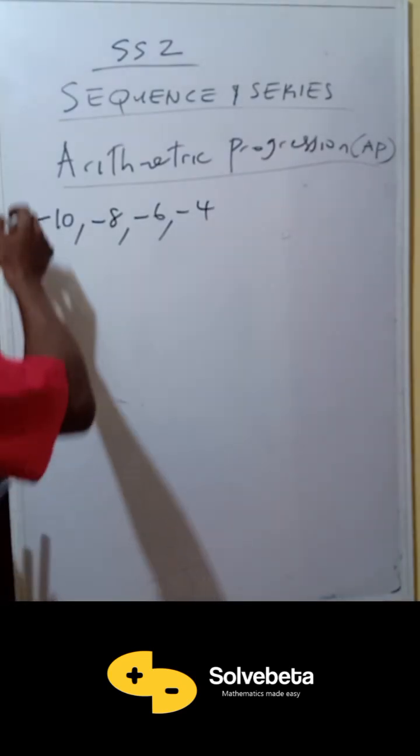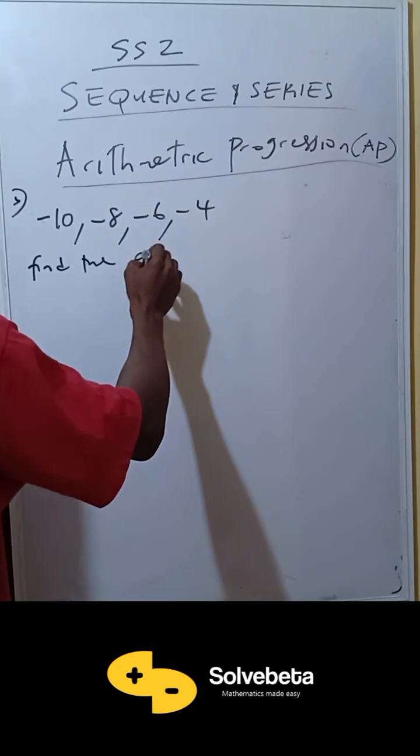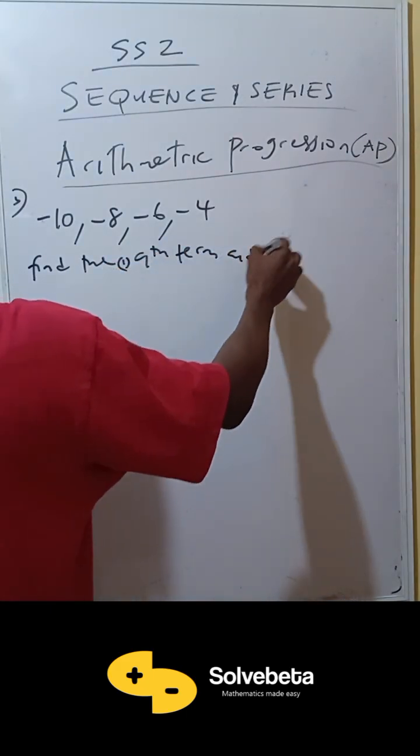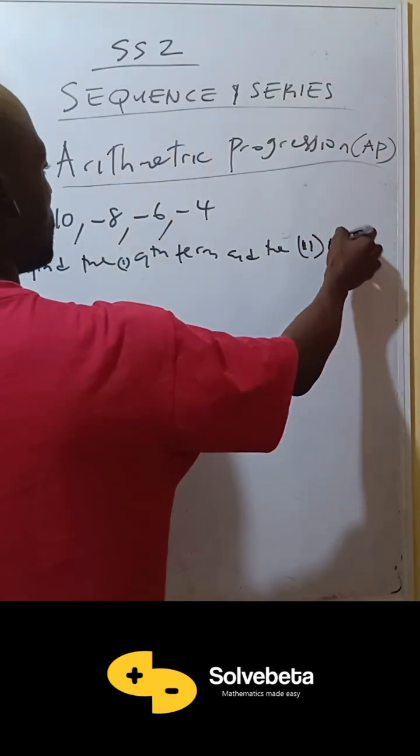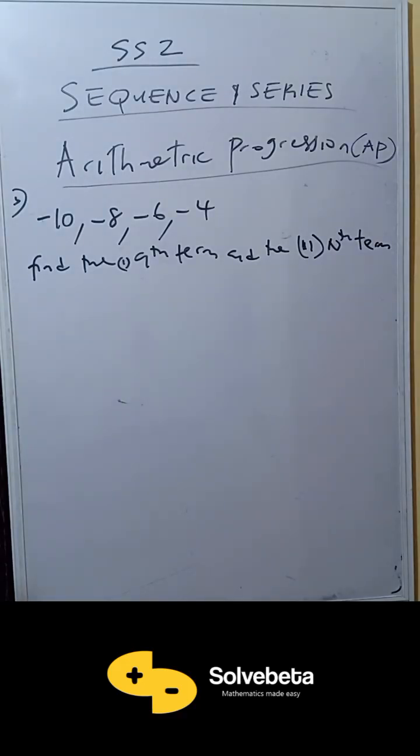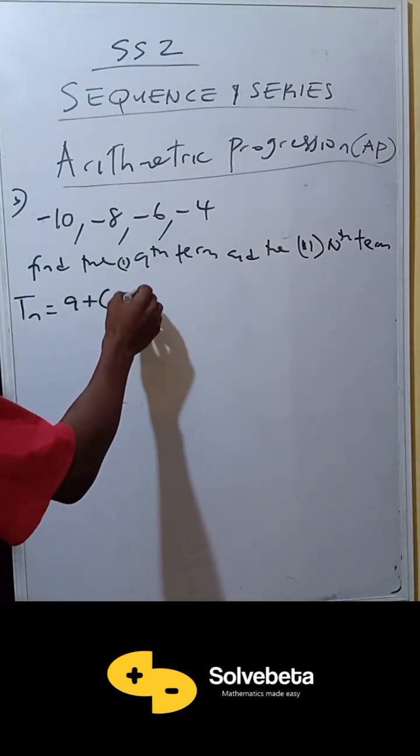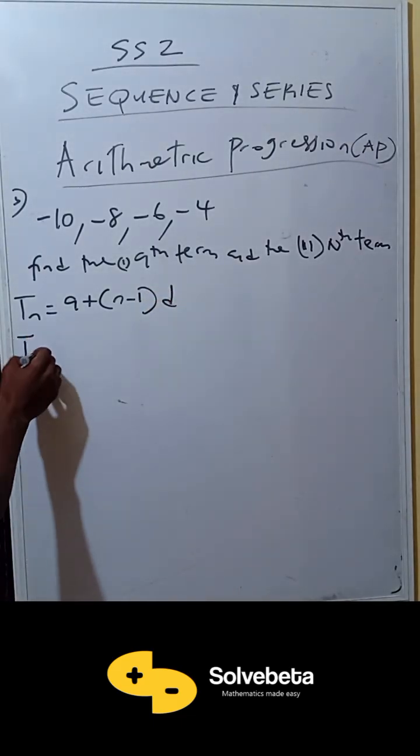Now let's find the 9th term and the nth term. So what's the formula to find any term? A plus n minus 1 what? D. So we want to find the 9th term.